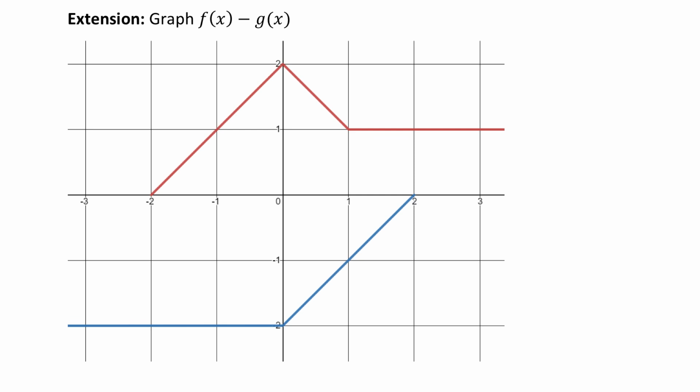So let's go ahead and practice this with subtraction. I'd like you to go ahead and set up a table, see if you can graph f(x) minus g(x). Remember, we're going to keep the x values the same. We're going to subtract the y values, and we only do it where both graphs exist.